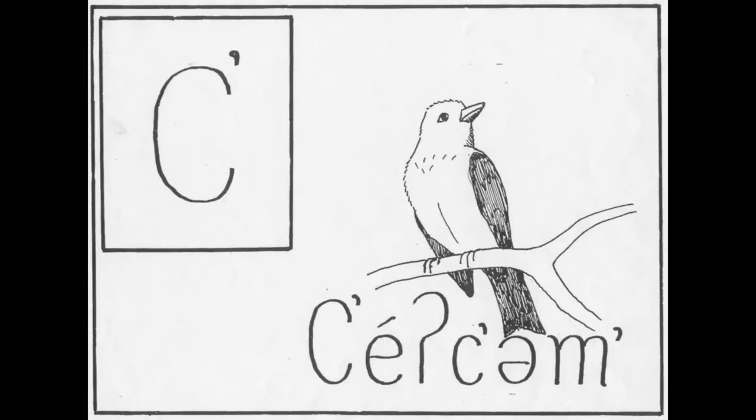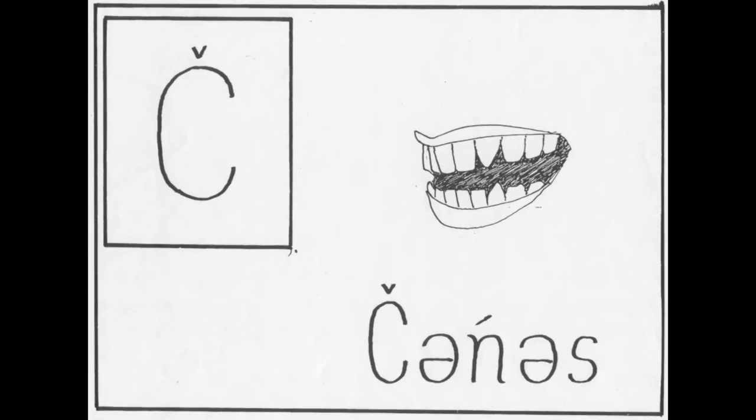It's in the word for little bird. T'etum. A C with a little V on top is called a C with a wedge.